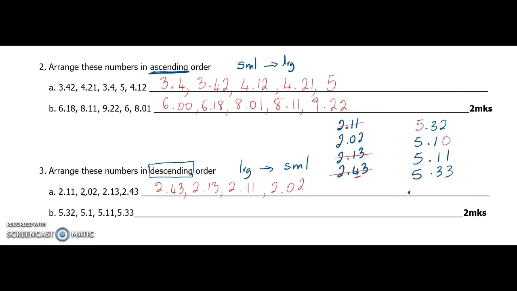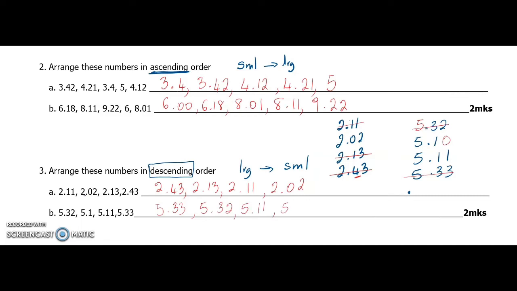So here we have 5.33, cross that out. The next one in line would be 5.32. And then the next one in line would have 1. And here we have 5 point. Descending order from the largest to the smallest.